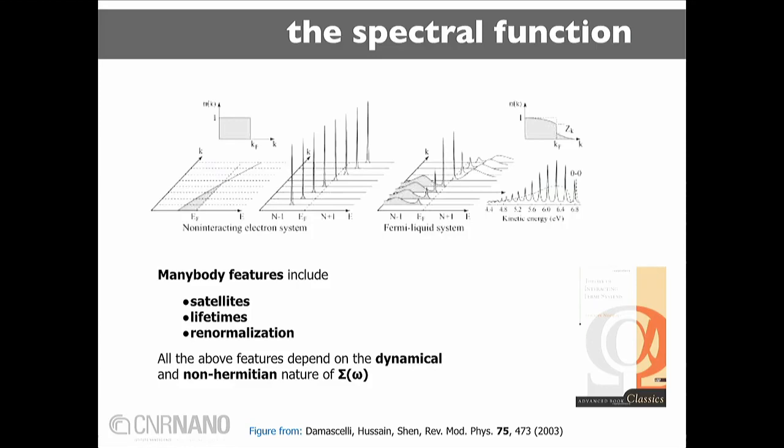So this extra complexity that we have in the self-energy is actually what mathematically gives the physical content of the many-body complexity.